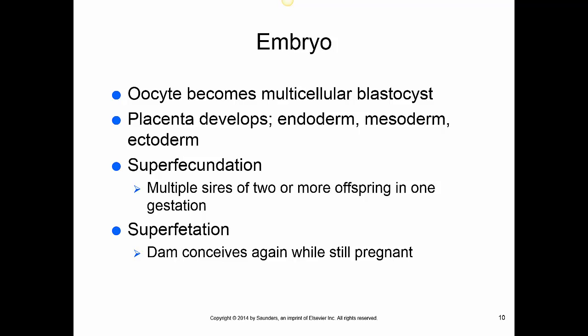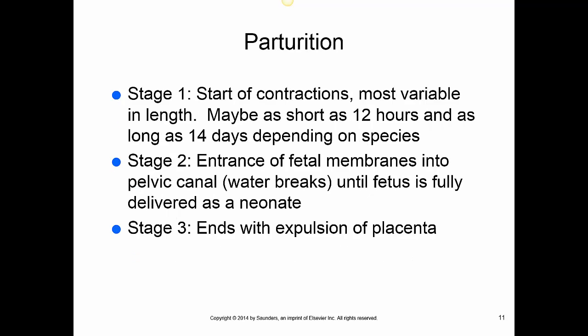This is not to be confused with superfetation, which is where the dam can actually conceive again while still pregnant. And this is possible somewhat in primates, but mostly we see it in other animals that have large litters. Specifically, I think it's seen more in smaller animals such as rats and mice and very high litter-bearing animals, that they can actually be pregnant, come into heat, and get pregnant again.